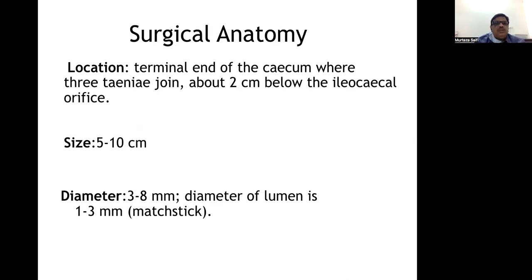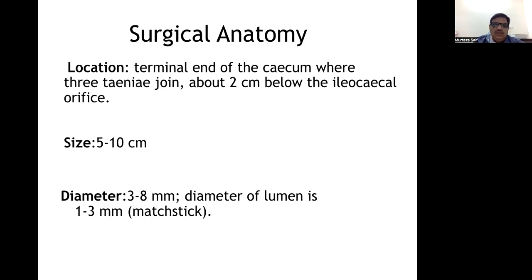So it is the terminal end of cecum where three tinea coli join. We say all roads lead to Rome. Like that, all three tinea coli join at the end, where the appendix starts. It is present about 2 centimeter below the ileocecal orifice.